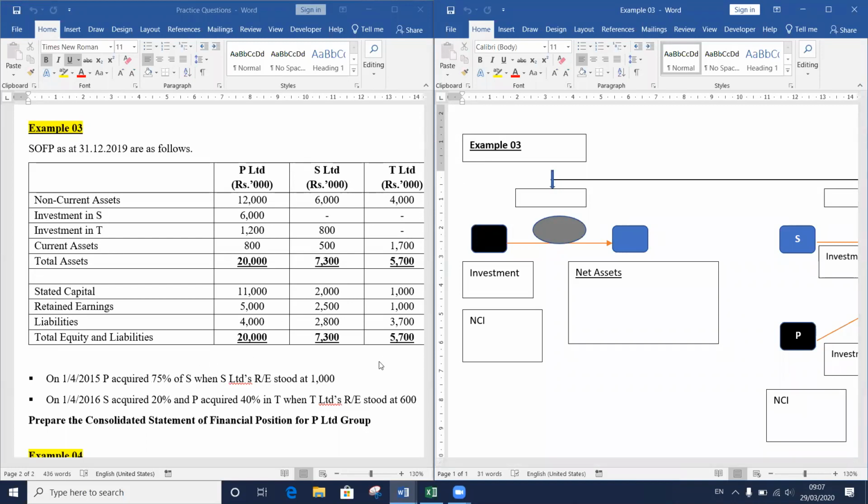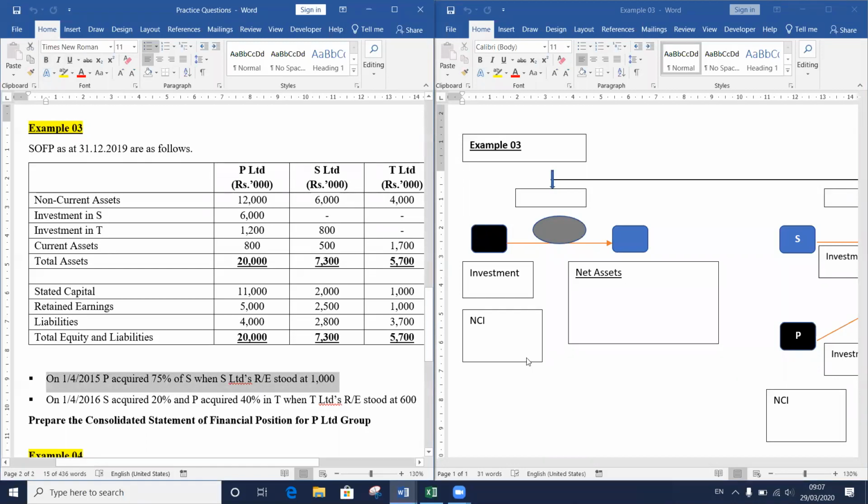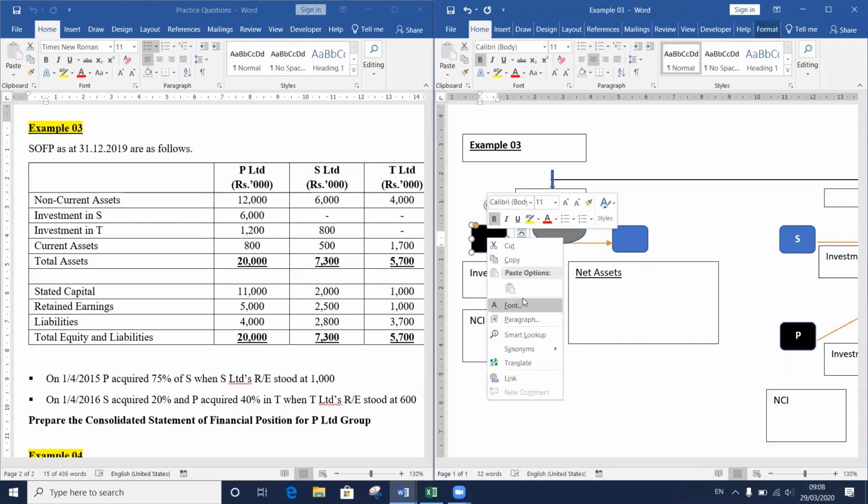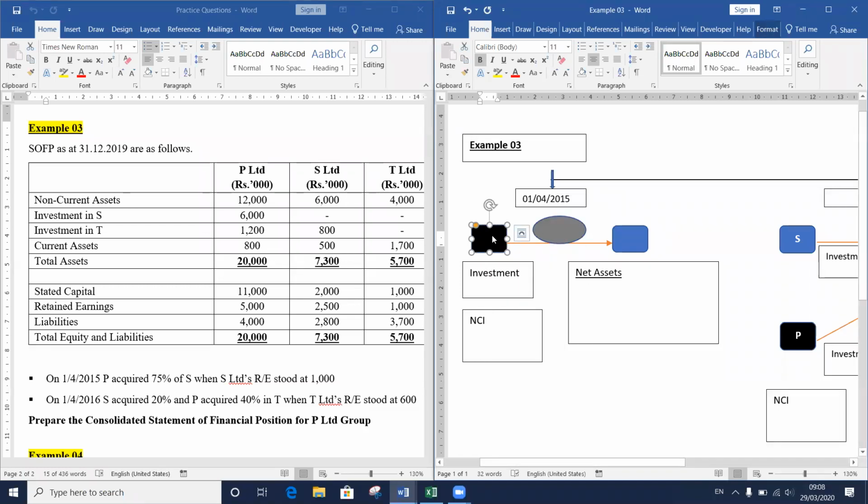Right? So we need to map these acquisition informations, or summarize them. Right? That is very crucial. On 1st of April 2015, P is the acquirer, right? P has acquired 75% of S, right?